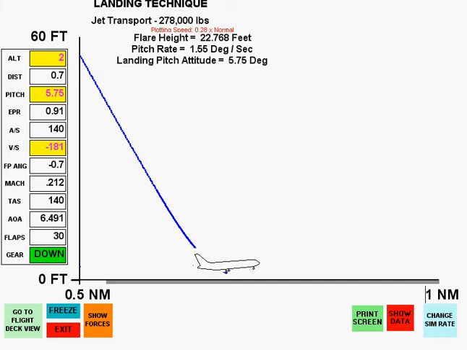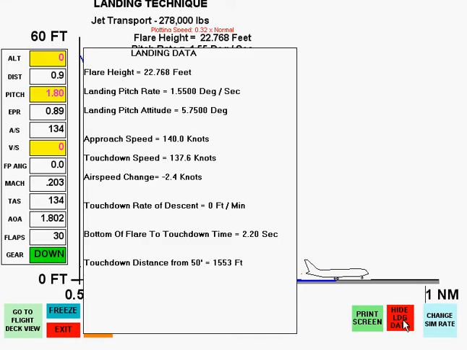There's target attitude. And touchdown at 0 feet per minute. The landing data page shows the results.